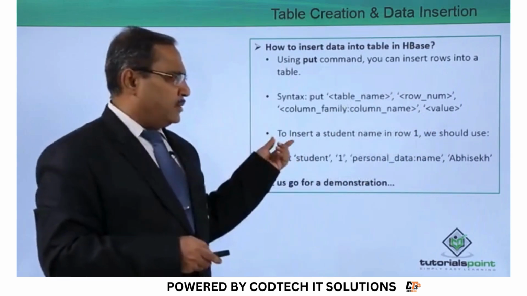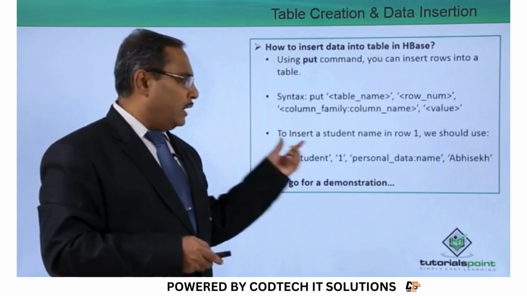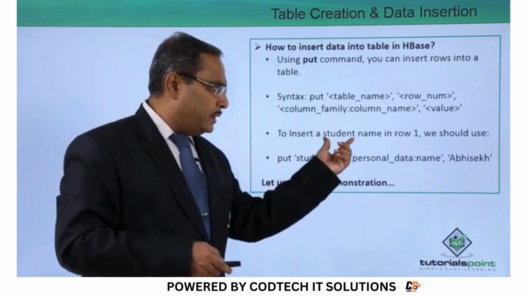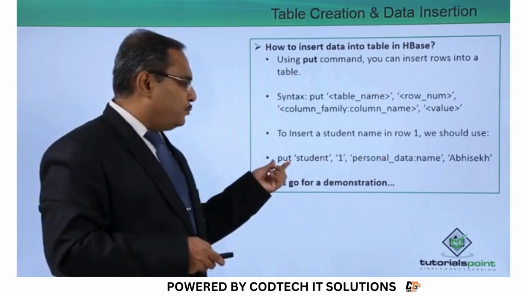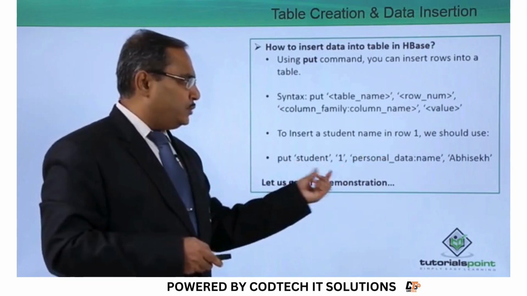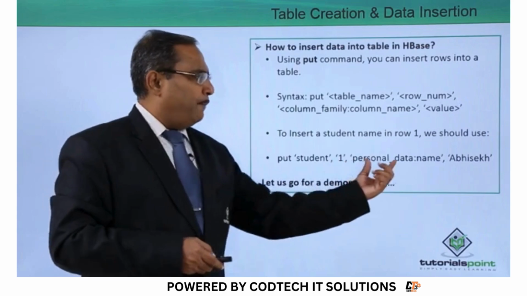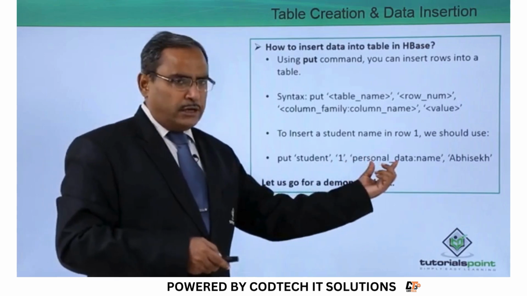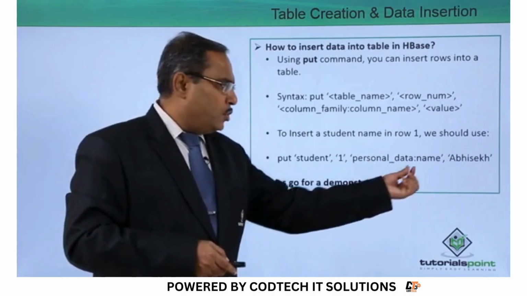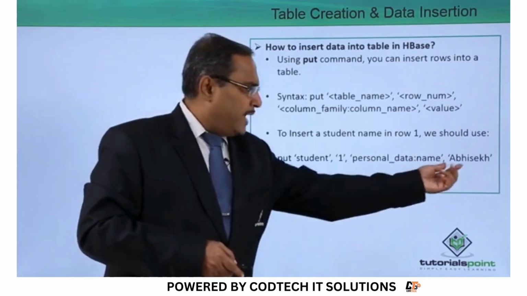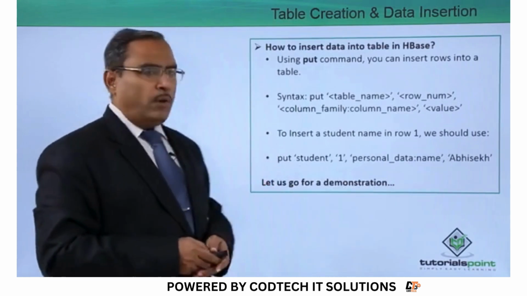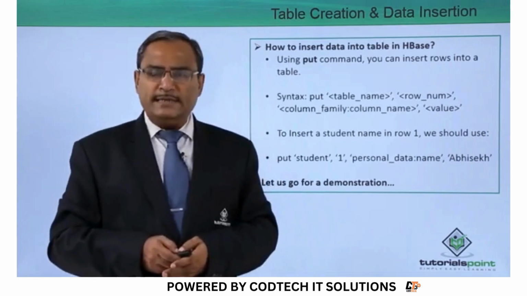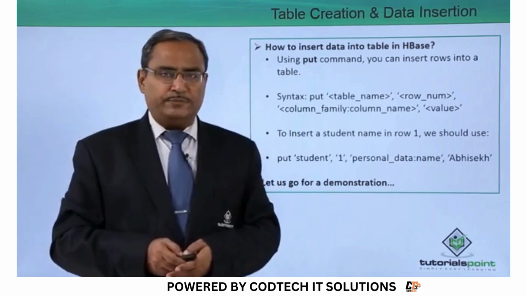So, let us insert one row, the row number will be 1, to the student table, and here we are supposed to use this particular command like this: put, here the table name is student, row number is 1, personal_data is the column family name, colon name is the column, and then Abhishek is the respective value. So, let us go for one practical demonstration for easy understanding of this concept.